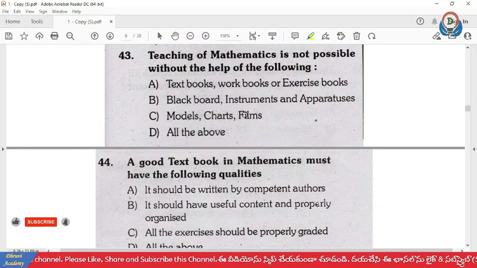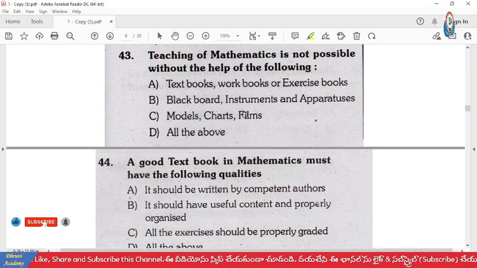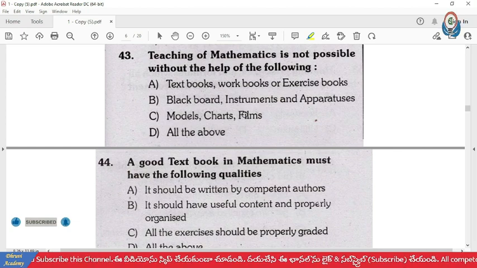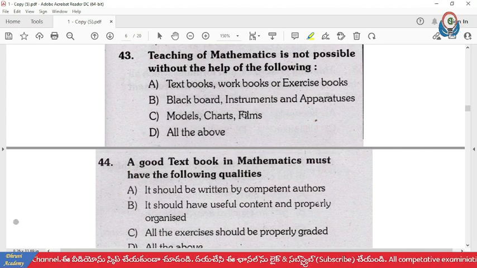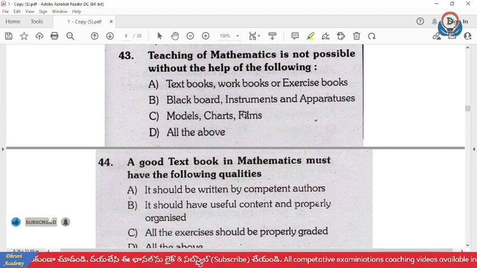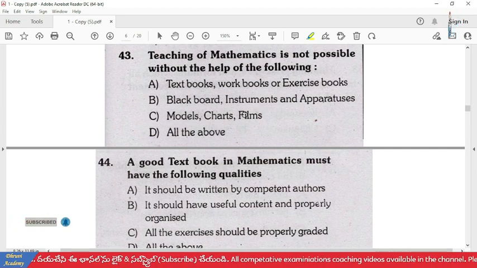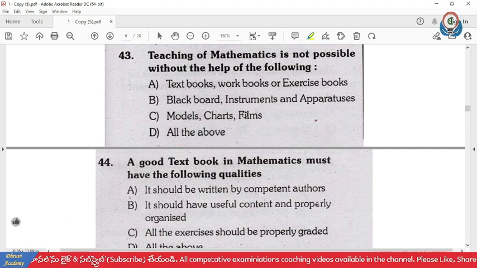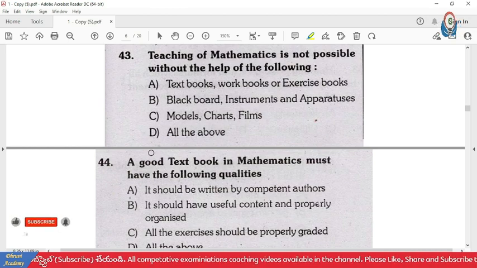Teaching of mathematics is not possible without the help of the following: A textbooks, workbooks or exercise books, B blackboard, instruments and apparatus, C models, charts and films, D all the above. The answer is all the above. This is the right answer.